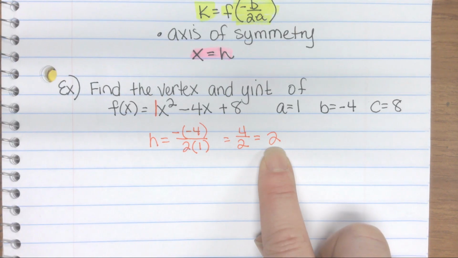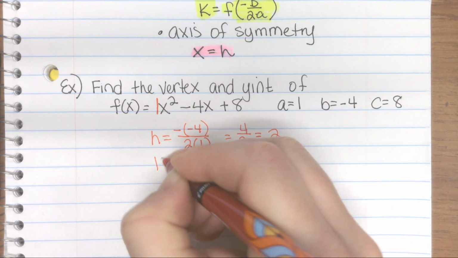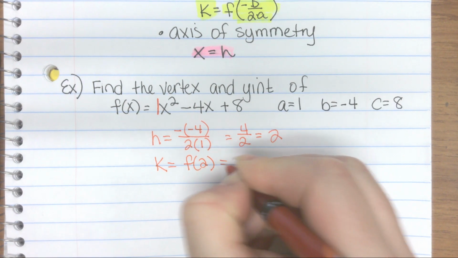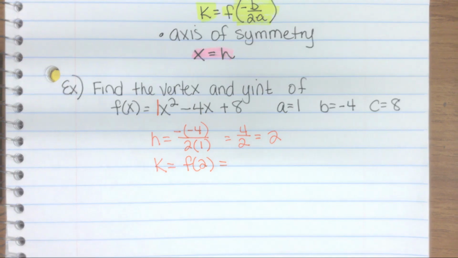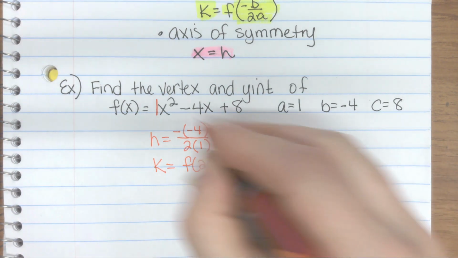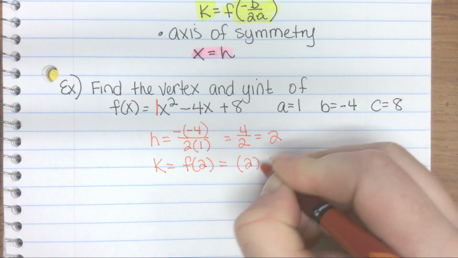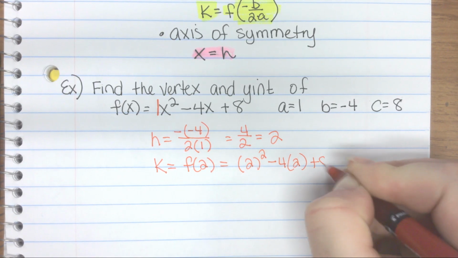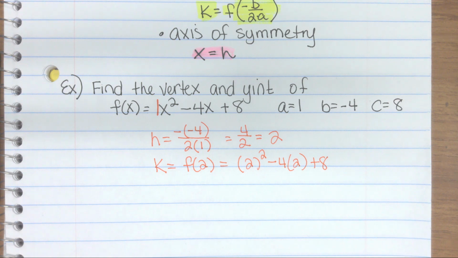So to find K, we are simply going to do f of 2. Let's plug in 2 to our equation. That gives me 2 squared minus 4 times 2 plus 8. Oh, I don't need a calculator for this. You can get one out if you want to check your math, but I can do that in my head.